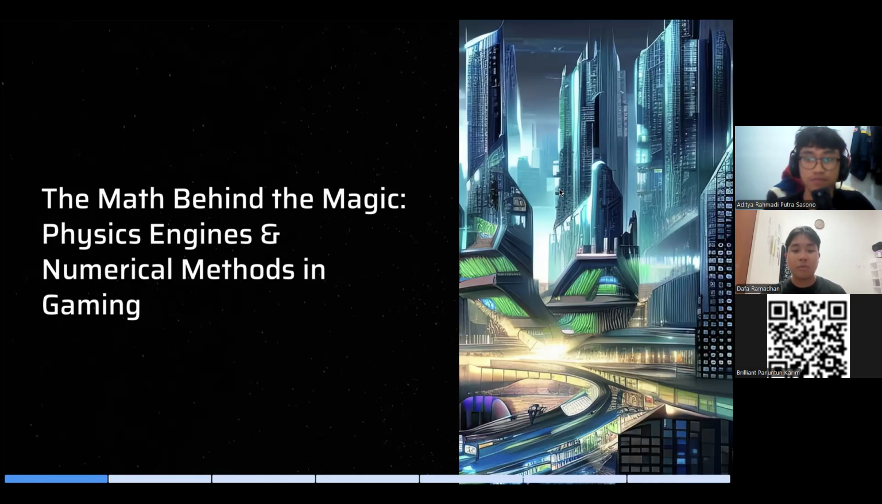Today we'll talk about the math behind the magic of physics engines. Physics engines are everywhere. They're in video games, robotics, simulations, and even AR or VR. They give us realistic motion, collisions, and interactions, but behind the scenes, it's all just math, specifically numerical methods that approximate real-world physics in real time.